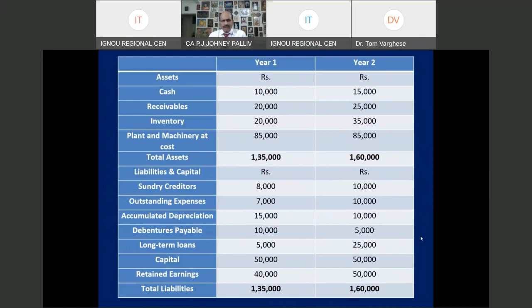Similarly, in the case of liability side, sundry creditors we have taken in the statement of changes, outstanding expenses we have taken in the statement of changes, and accumulated depreciation we have taken in the accumulated depreciation account, opening balance 15,000, closing balance 10,000. Now friends, what is left is debentures payable. In the case of debentures payable, opening balance 10,000 was payable and closing 5,000 is payable, which means during the year there is a repayment of debentures to the extent of 10,000 minus 5,000, which comes to 5,000.